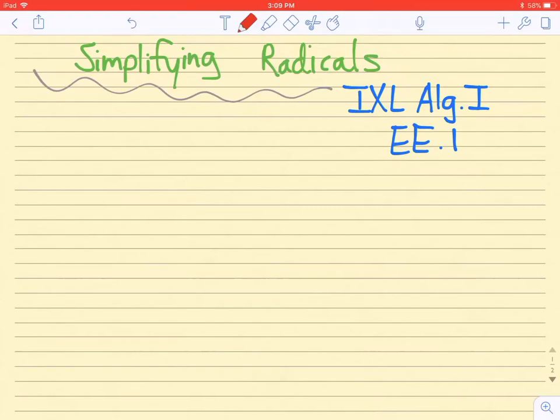We're going to take a look at simplifying radicals. And once you get the hang of it, I want you to go to IXL in Algebra 1, section EE.1 to do some practice. So let's look at some examples of radicals of just integers that we need to simplify.